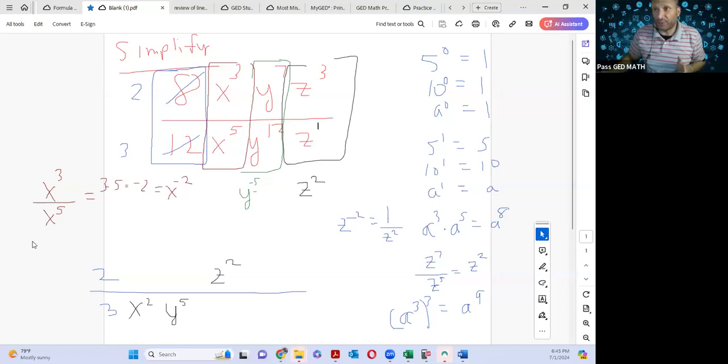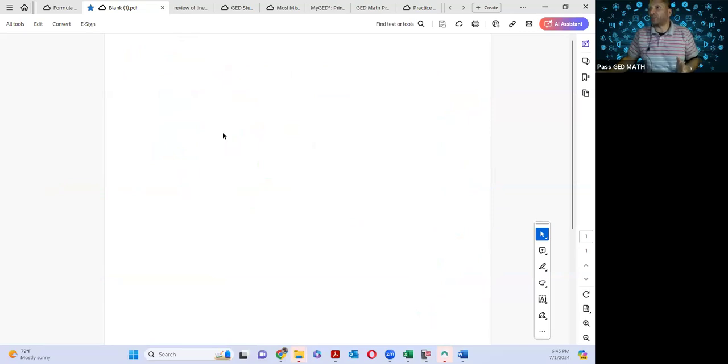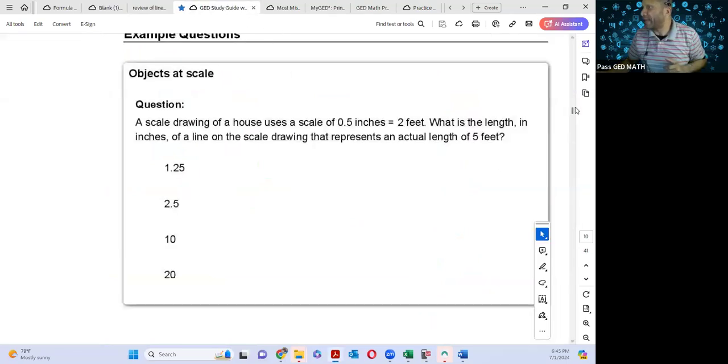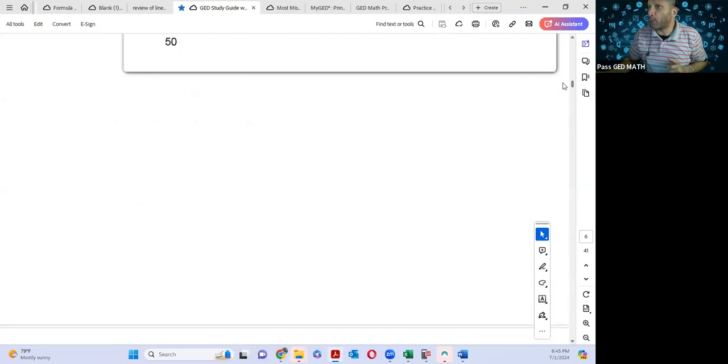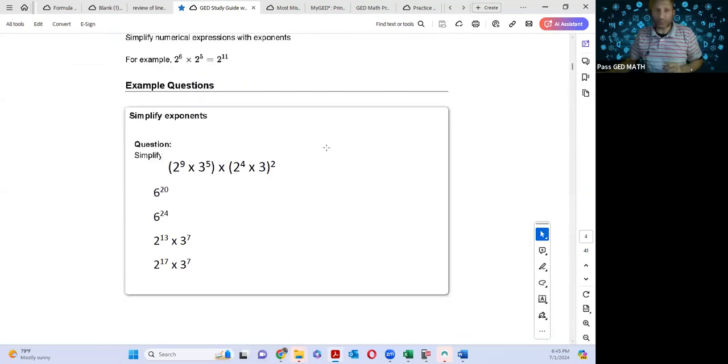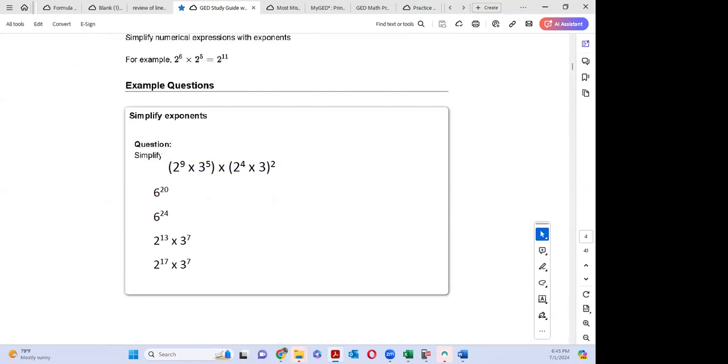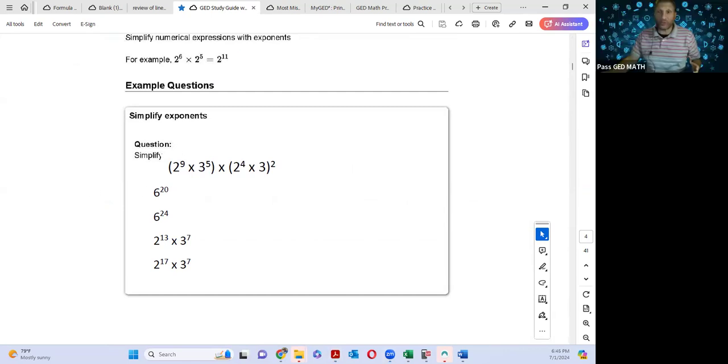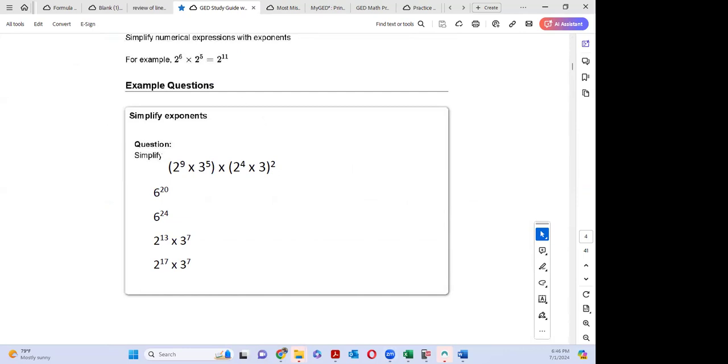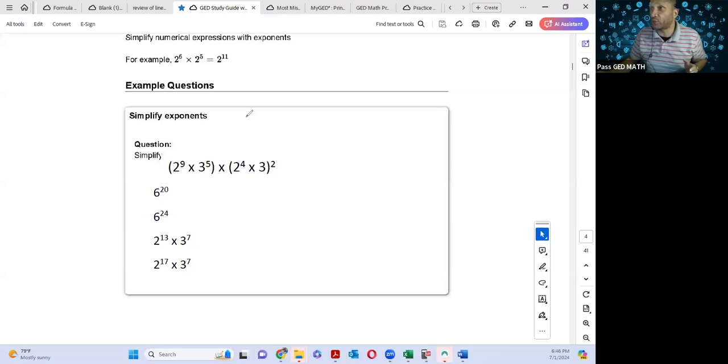Now, let me show you something. This is the type of question you may see on the exam. Again, those exponent rules are important. You might see something like this. This is a very similar problem. So let's do this problem together. First of all, you've got to know your order of operations: Please excuse my dear Aunt Sally. Parentheses, exponents, multiplication, division, addition, subtraction.